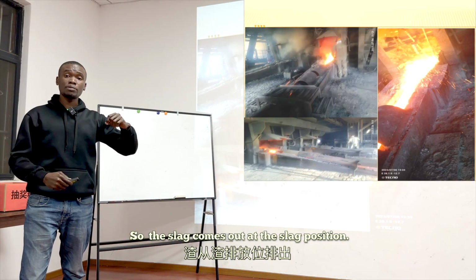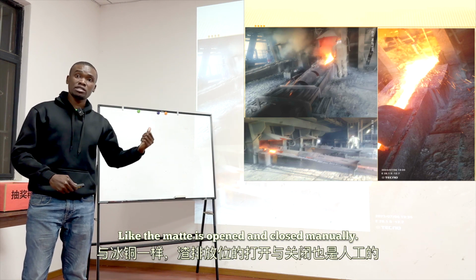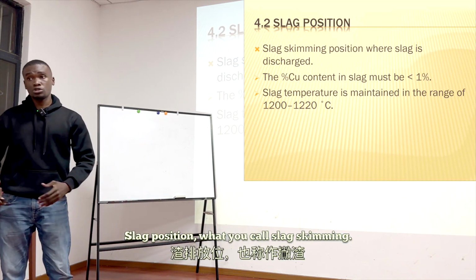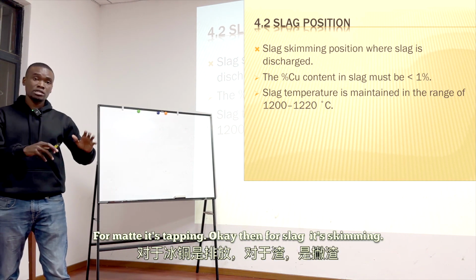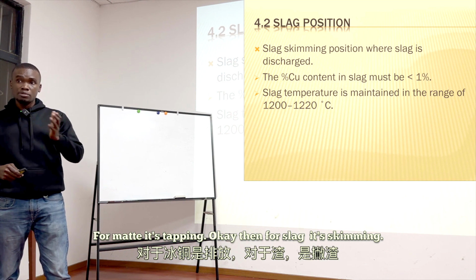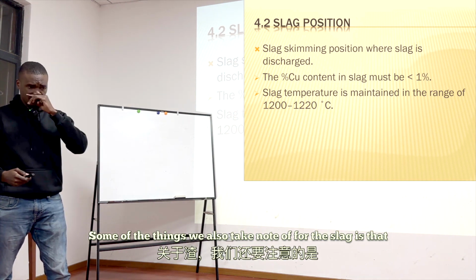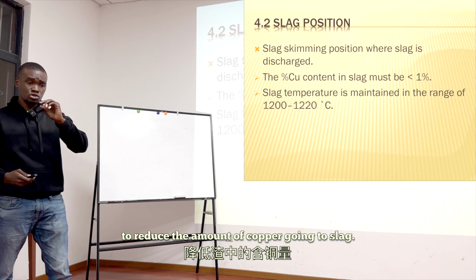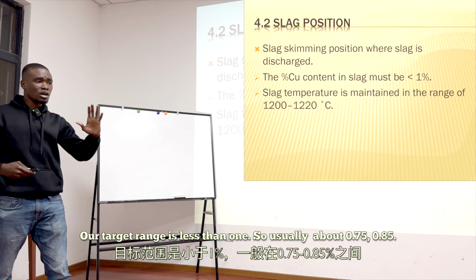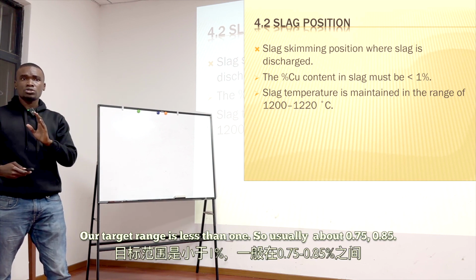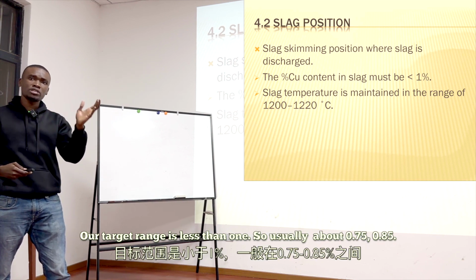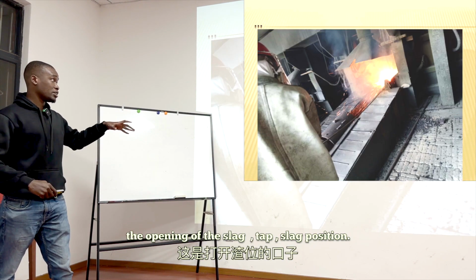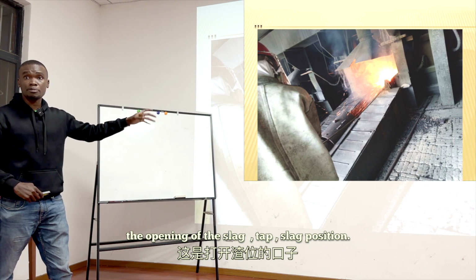So the slag comes out at the slag position. Like the matte, it is opened and closed manually. So this is the slag position. For slag, it's called slag skimming. For matte, it's tapping. Some of the things we also take note of for the slag is that we have to reduce the amount of copper going to slag. Our target range is less than 1, so usually about 0.75, 0.85. So this is a picture also showing the lancing, the opening of the slag position.